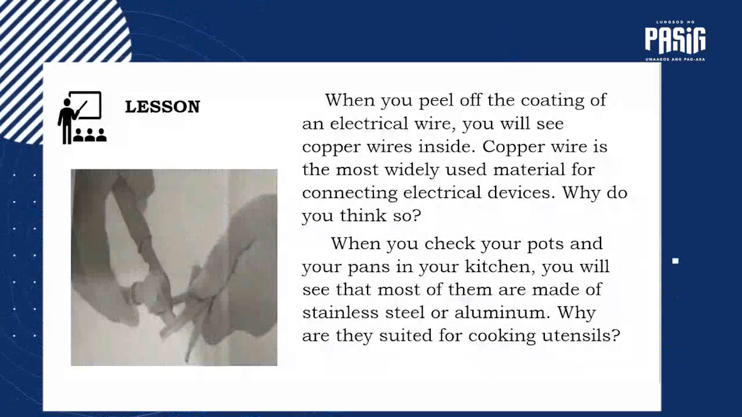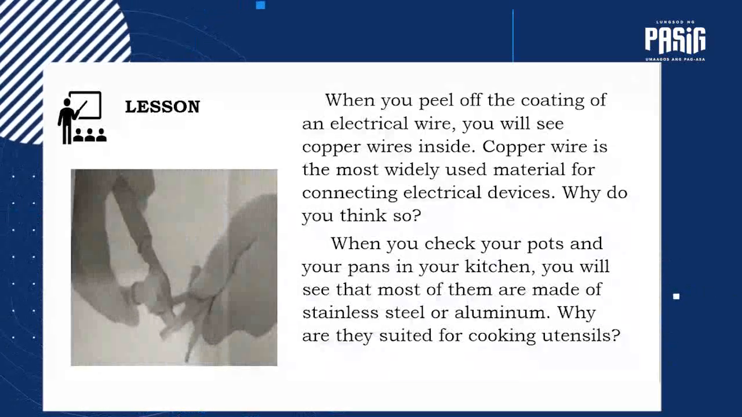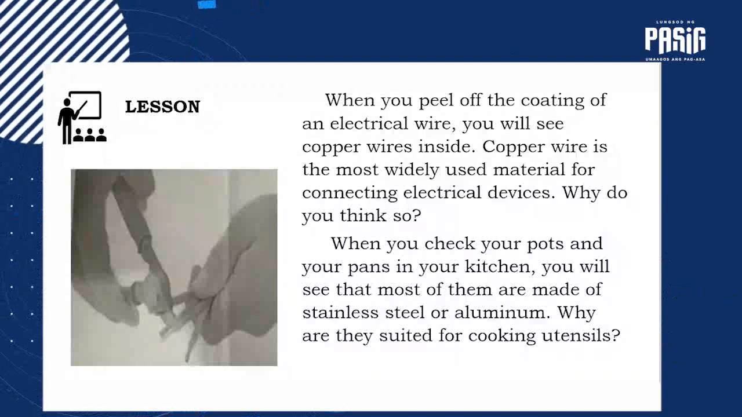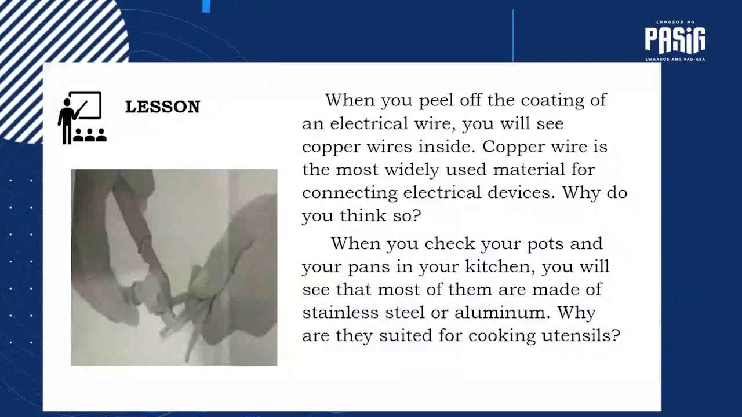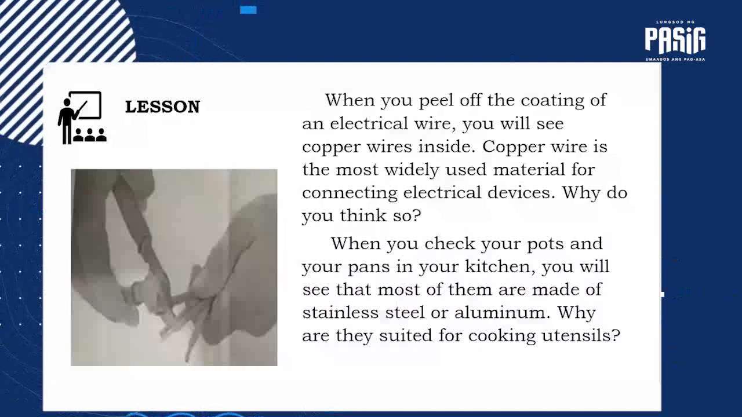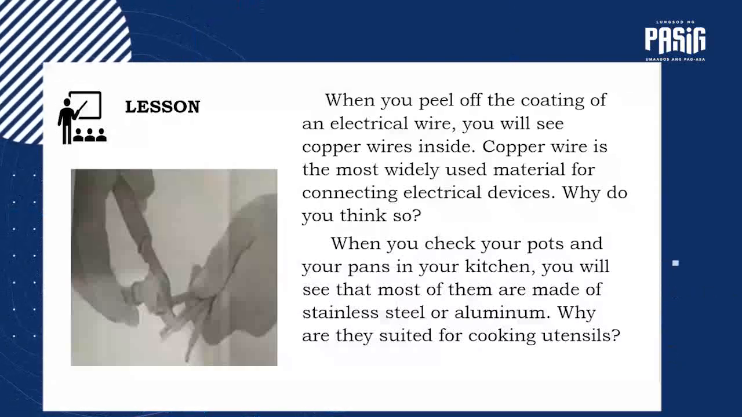when you peel off the coating of an electric wire, you will see copper wires inside. Copper wire is the most widely used material for connecting electrical devices. Why do you think so? When you check your pots and your pans in your kitchen, you will see that most of them are made of stainless steel or aluminum. Why are they suited for cooking utensils?